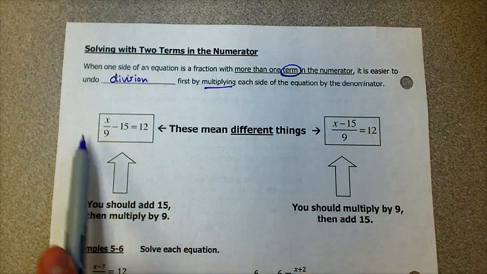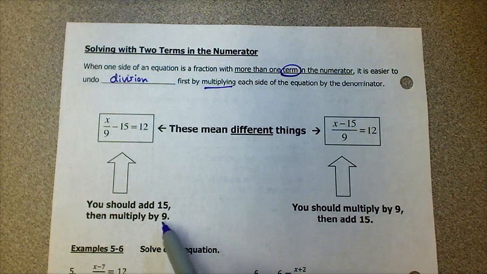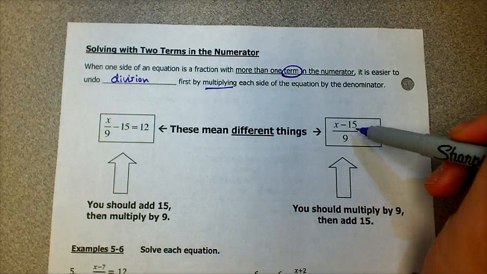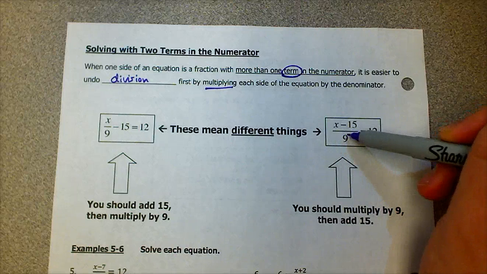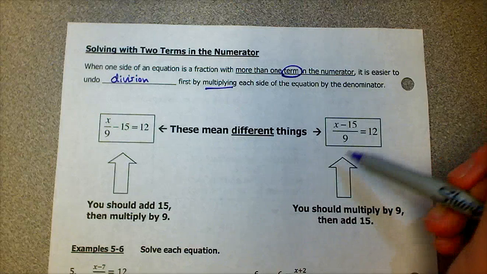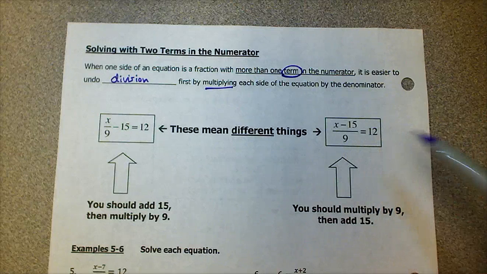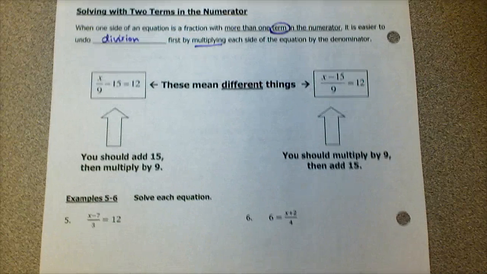Something like the first equation, you do what we did on the front side. You would add 15 first, then you would multiply by 9. In this equation here, because the entire left side is a fraction, the first thing we do is multiply by 9, and then after we multiply by 9, we add 15. So these equations mean different things. Make sure you know the difference on those.